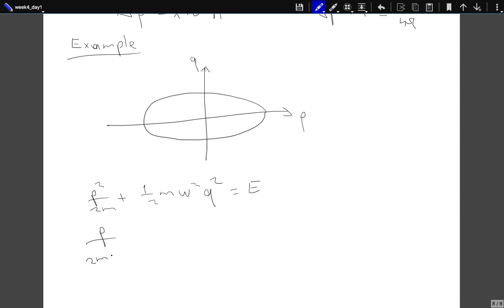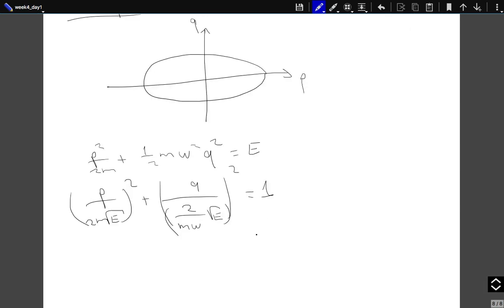Or p over the square root of 2mE, plus q over 2 over m omega squared times the square root of E, all of this thing squared, is equal to 1. So this point over here is square root of 2mE. This point over here is, not q, 2 over m omega squared, square root of E. So what is the area of this ellipse?